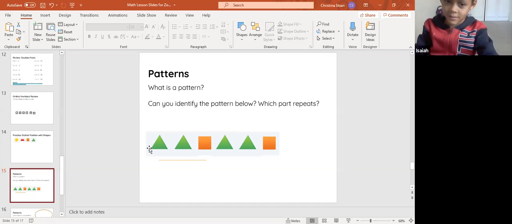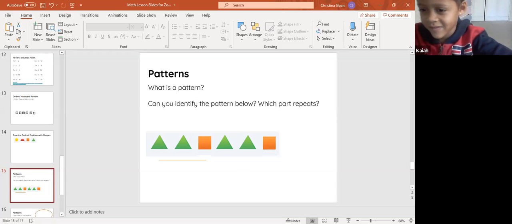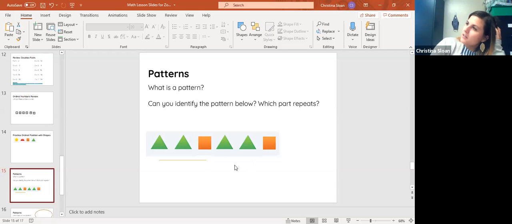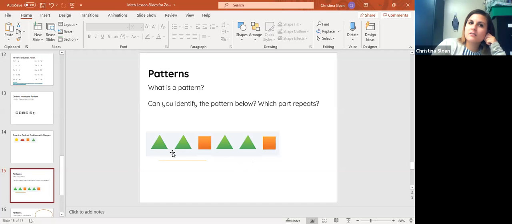Patterns are like 115, like that. Oh, nice. So there's a part that repeats, right? There's a group that repeats, like the one you just said, 115, 115. What part repeats there? 115. Awesome job. And can we put numbers into patterns? Yeah. Can we put colors into patterns? Yeah. Can we put shapes into patterns? Yeah. All right. Thank you, Isaiah.